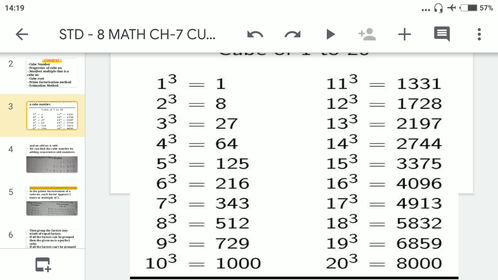You can say 11 cube ends with 1 only. Then 14 cube ends with 4 only. 15 cube ends with 5 only. 16 cube also ends with 6 only. 19 cube ends with 9 only. 20 cube ends with 0 only. Alright.